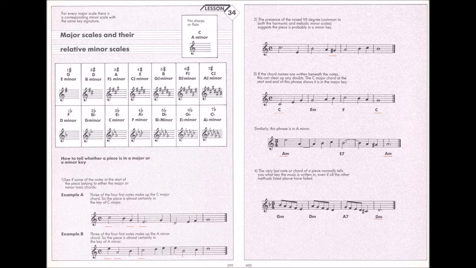Before we move on, there's one more question to answer. If major and minor keys share the same key signature, how do you tell which key a piece is in, whether it's in C major or A minor, D major or B minor, and so on? If you read through the text in your booklet from the bottom half of page 399 to the end of page 400, you'll pick up some useful tips for distinguishing major keys from the relative minor.